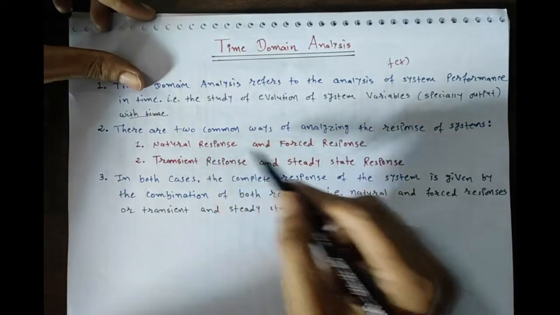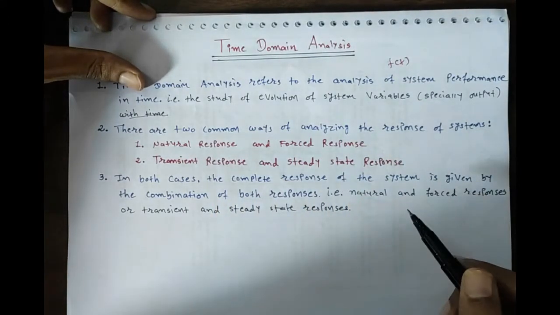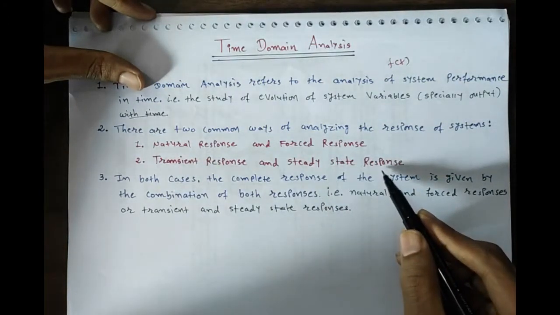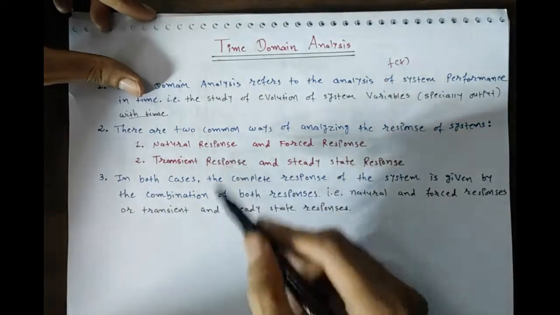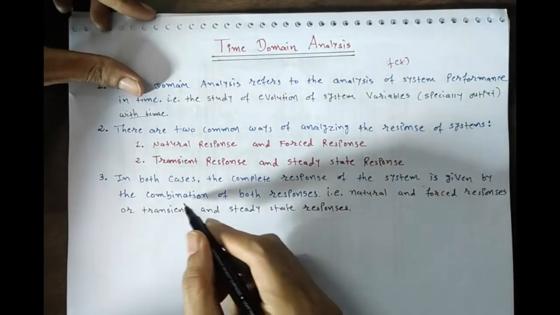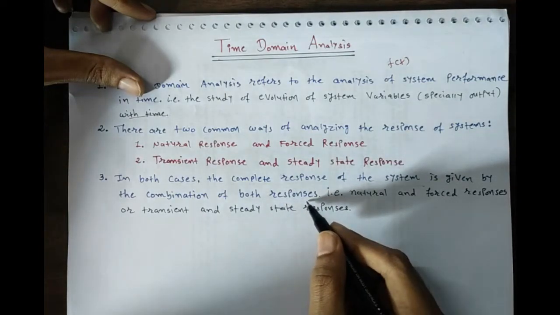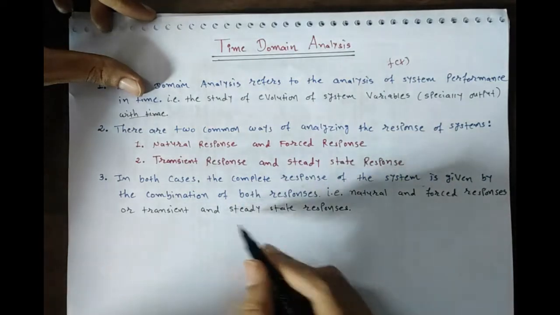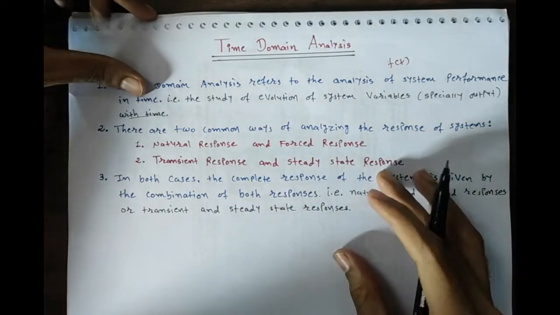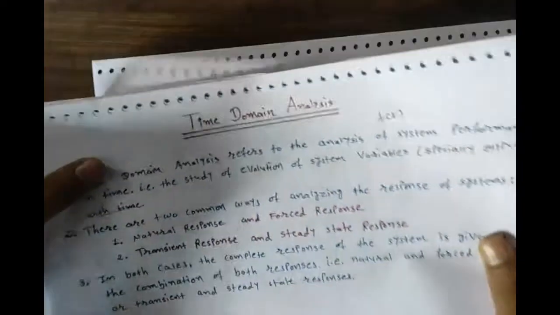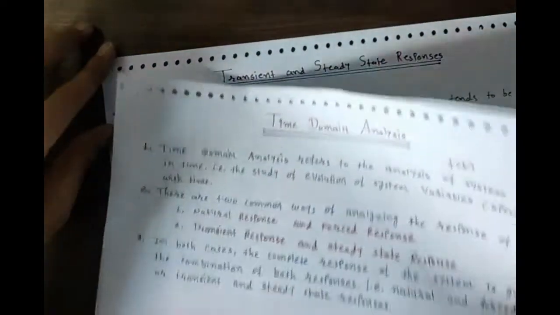Now what is natural response and forced response we are going to study today. Another is transient response and the steady state response. So in both the cases the complete response of the system is given by the combination of both the responses. So let's say natural and the forced response, or we can say the transient and the steady state response. Now what is the natural response and what is the forced response?